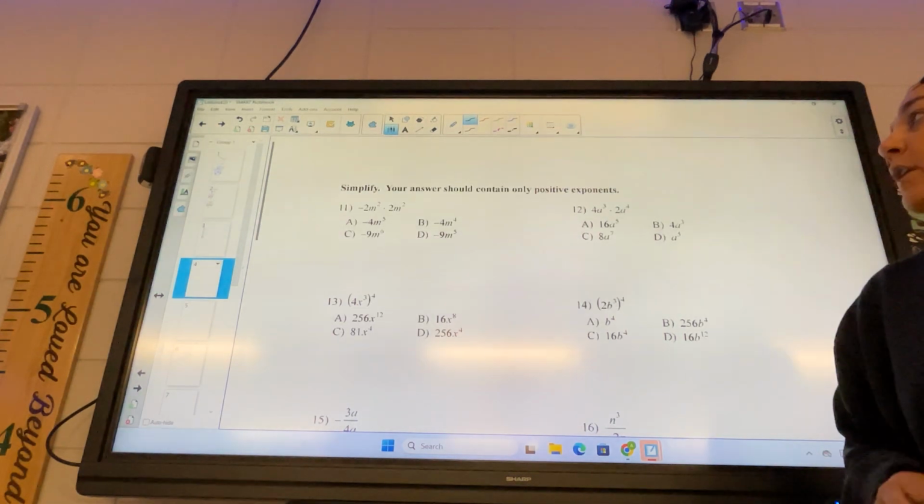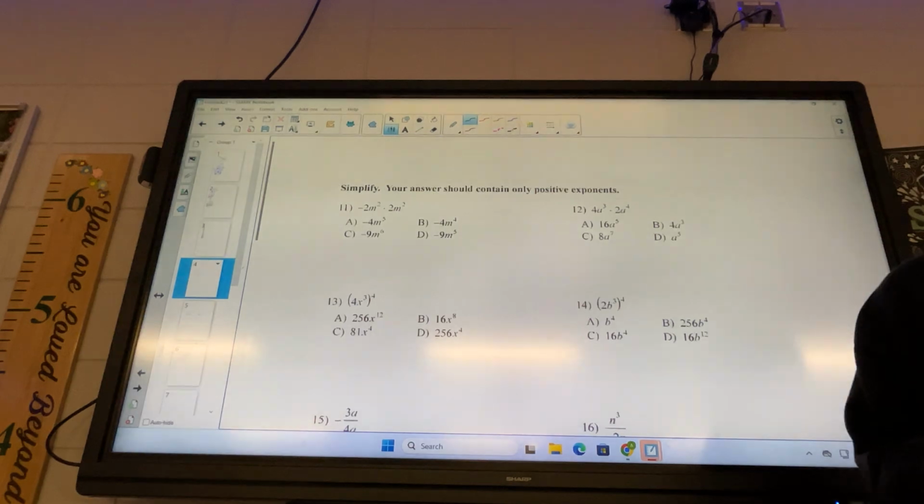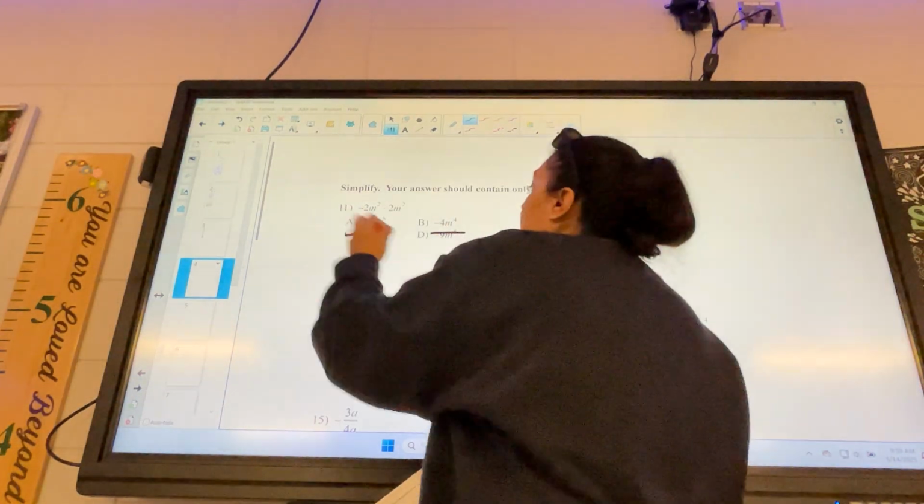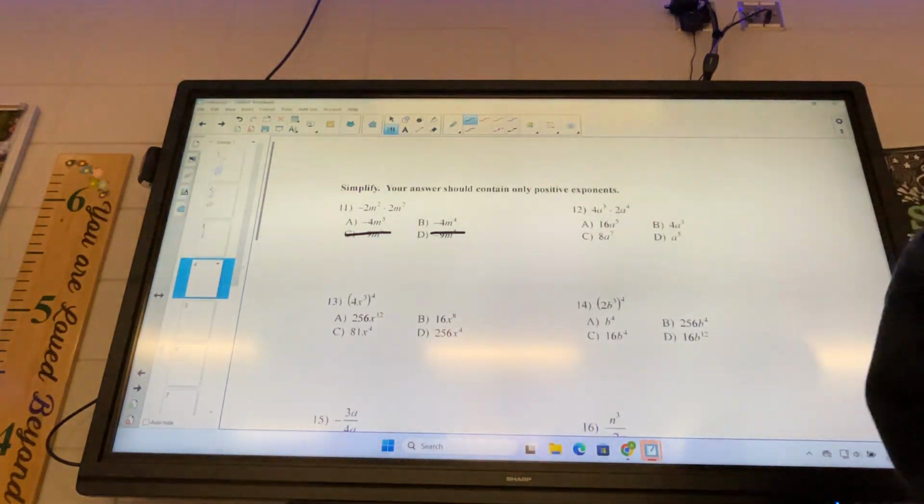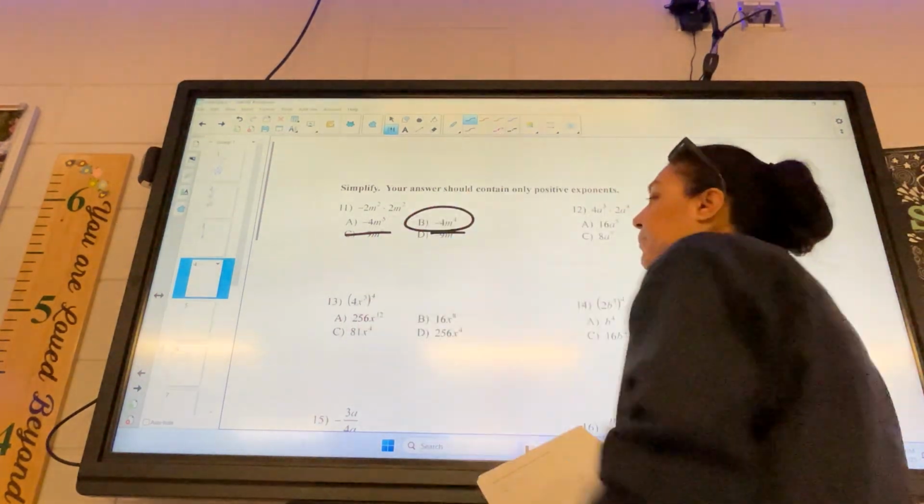Negative 4. Okay, so pause and eliminate. What can we eliminate? I need a big negative 4. C and D. Okay, and then I'm going to add up the little ones. So 2 plus 2 is 4. So I need a negative 4 and 4.